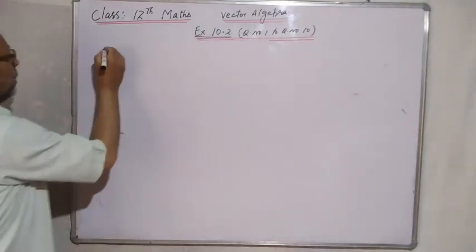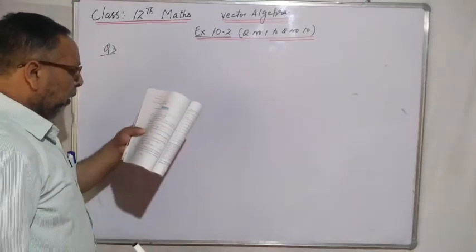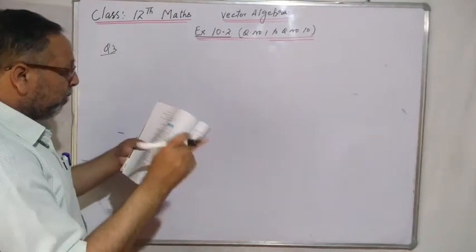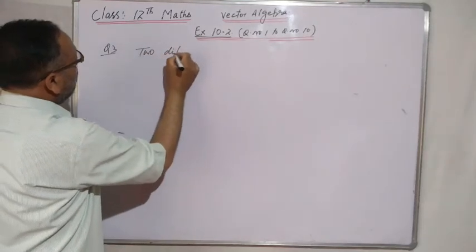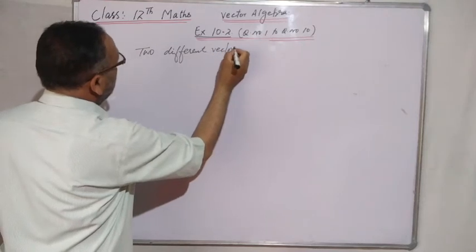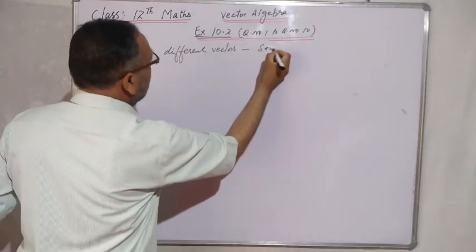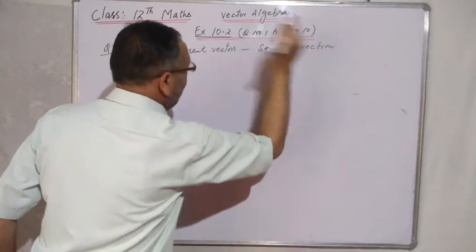Our third question is, these are simple questions. Write two different vectors having same direction. दो different vector लिखने हैं लेकिन direction same.